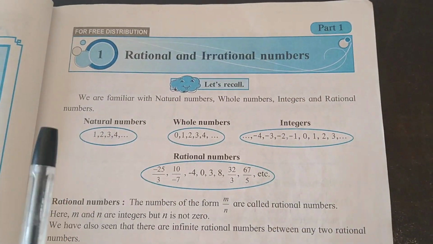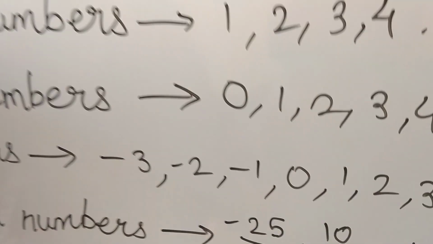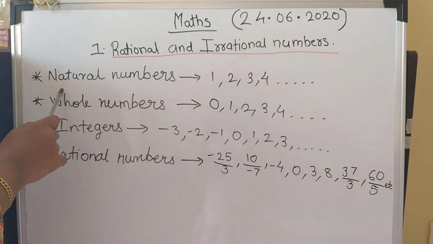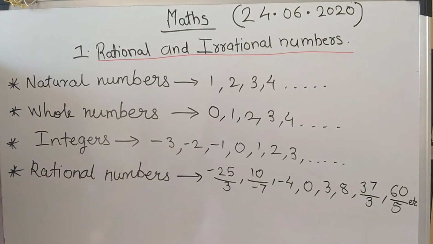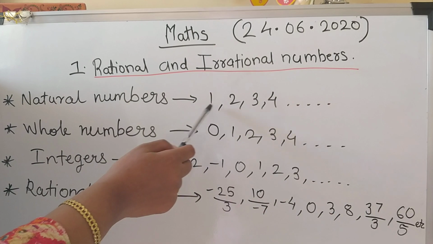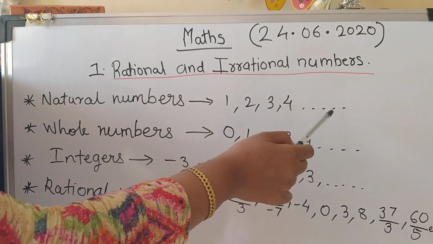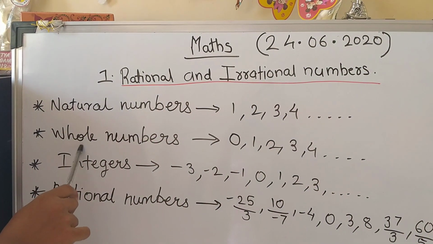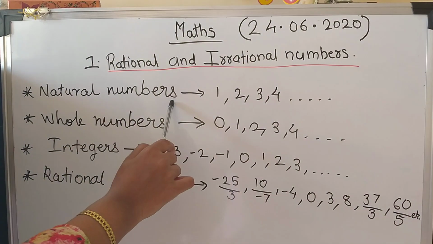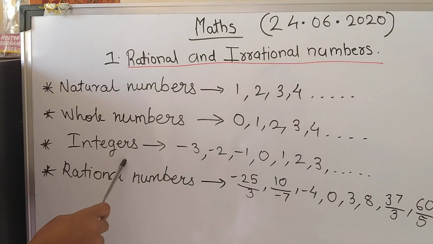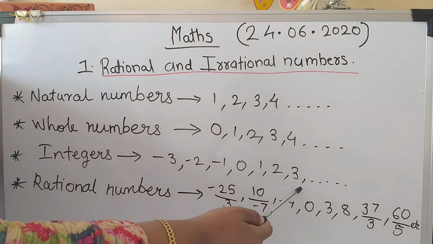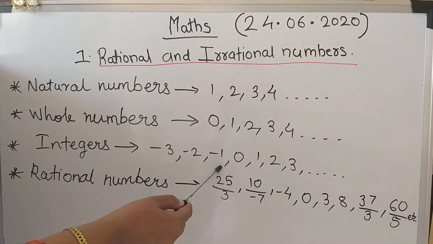In this, we will see natural numbers, whole numbers, integers and rational numbers, which you all will be knowing. We will just revise. Natural numbers are the counting numbers starting from 1, 2, 3, 4 and so on. Then whole numbers include 0 and all natural numbers. Then integers include all whole numbers and negatives of whole numbers.